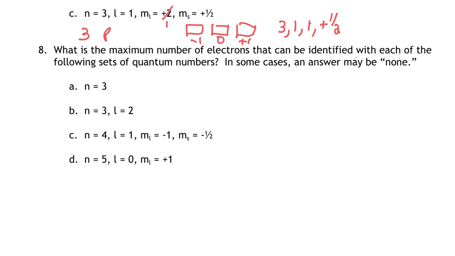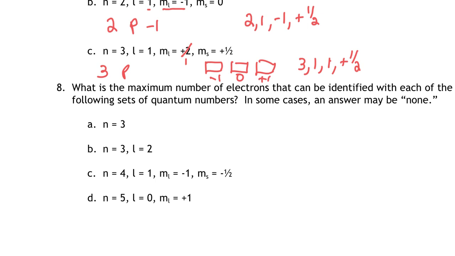Coming down the home stretch here. The last one, what's the maximum number of electrons that can be identified with each of the following sets of quantum numbers? In some cases, the answer may be none. So it tells us n is equal to 3. So in the third energy level, I can have 3s2, 3p6, and I can have 3d10. So that gives me a total of 18. I can have a total of 18 electrons in the third energy level.